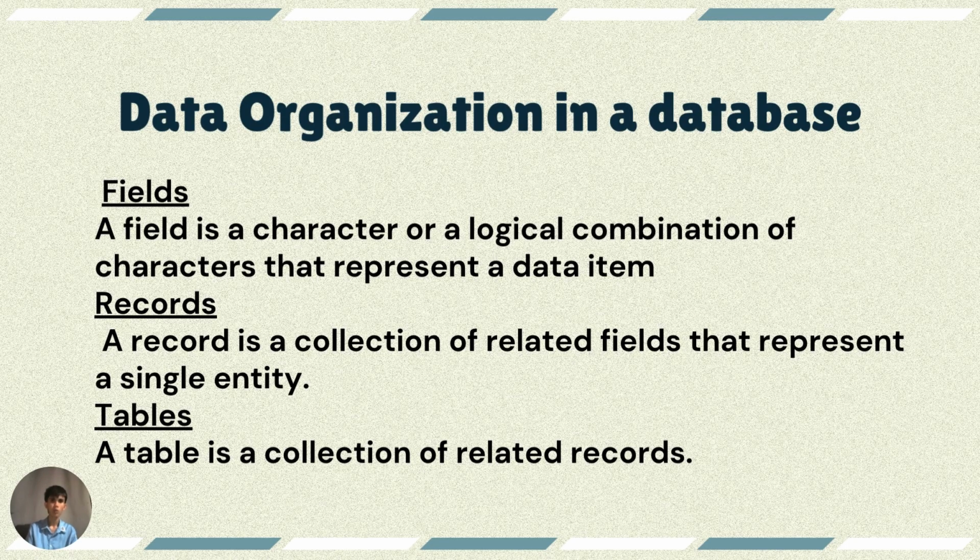Records. Now, when we group related fields, we form a record. A record is essentially a collection of fields that together represent a single entity. This could be a row in a table capturing all relevant details about, say, a customer or a product. So, tables. Finally, we combine multiple records. We create a table. This is where we store related records in a structure that allows for easy access and organization of data.